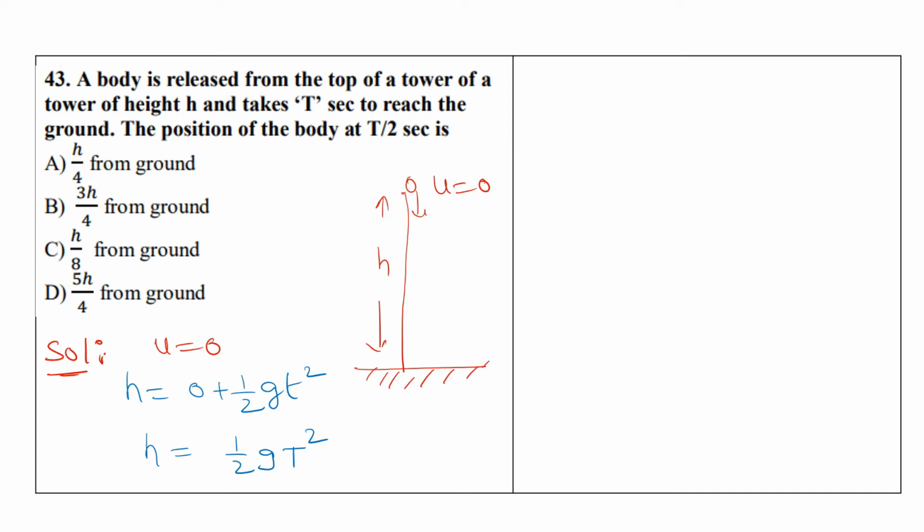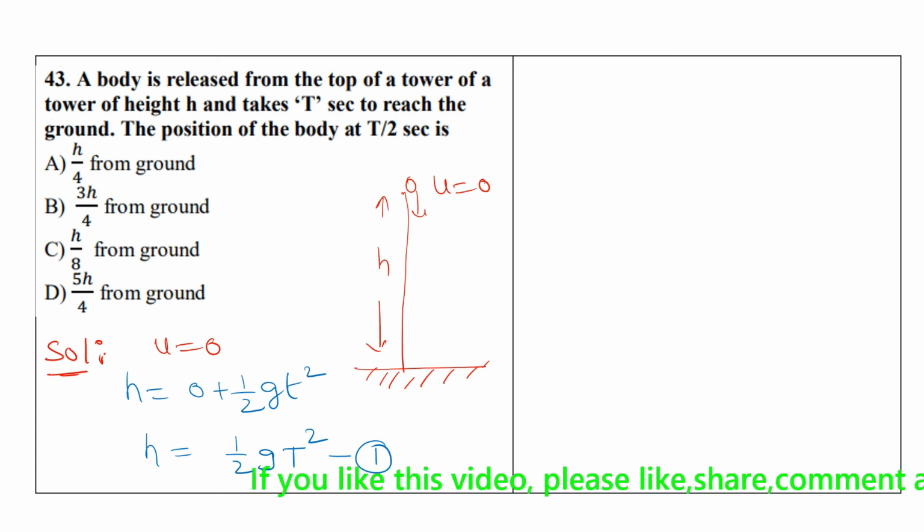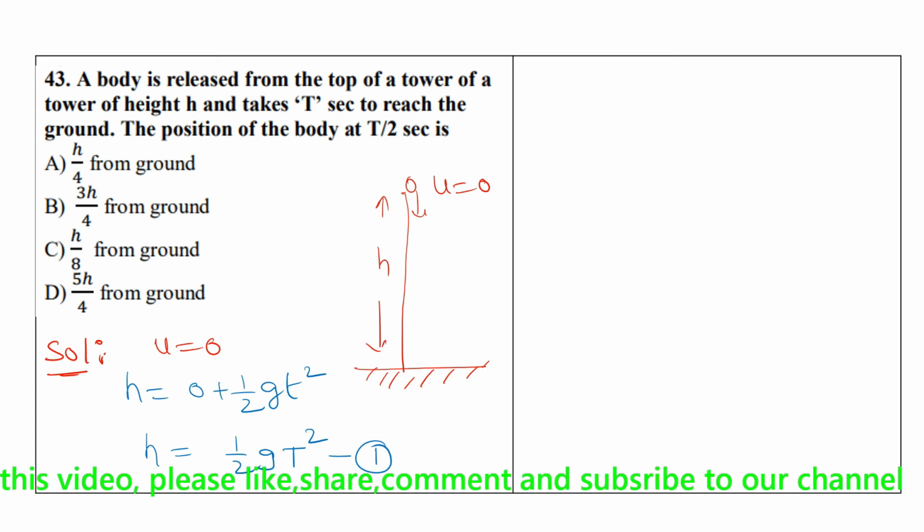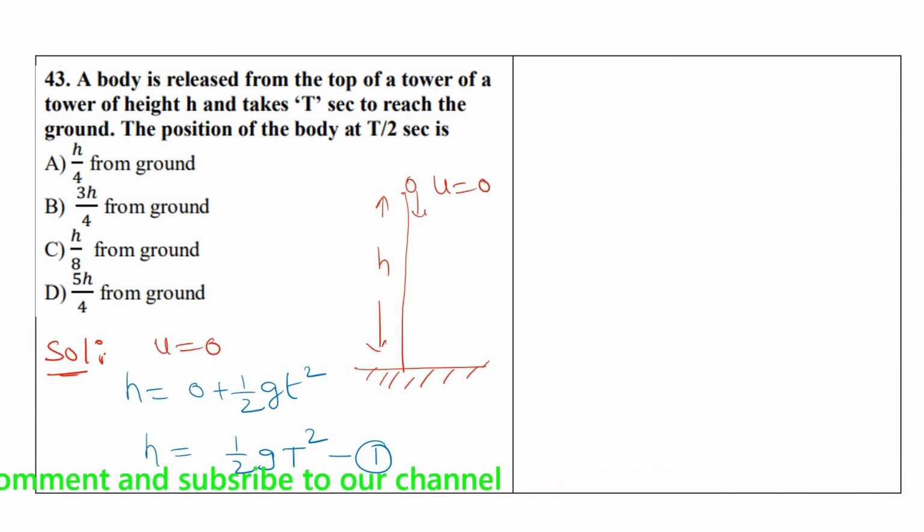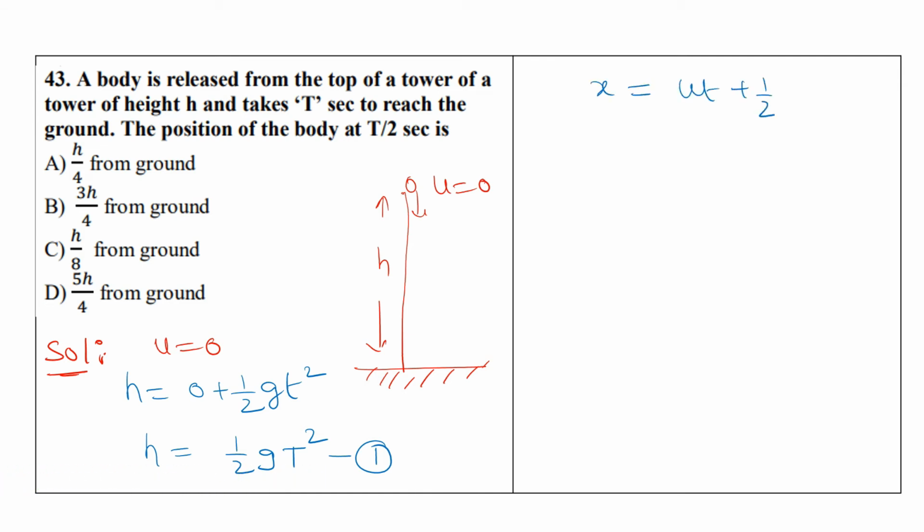So t becomes capital T. So h is equals to half g T square. Consider this as equation number 1. Now finding the position of the body at t by 2 seconds. So x is equals to ut plus half g t square. So here u is equals to 0 and t is equals to T by 2.